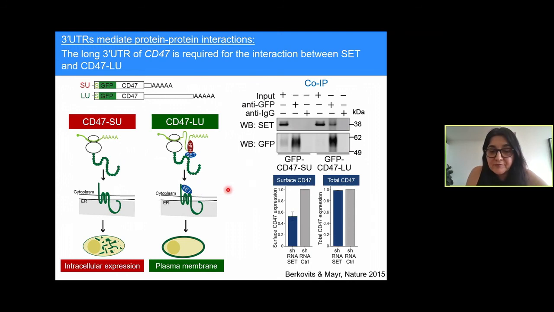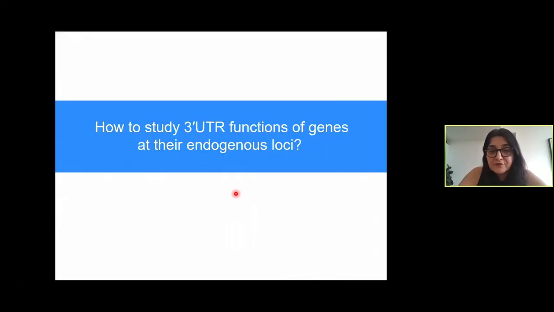SET is actually a really important trafficking factor, because when we knock down SET, total CD47 protein did not change, but surface expression of CD47 was decreased. So basically, the interaction of SET with CD47 is essential for its plasma membrane localization. So this was our very first study where we identified that 3' UTRs can actually regulate protein-protein interactions. But at the time, we were only using these GFP fusion constructs. And in the meantime, of course, we were also interested in studying 3' UTR functions of genes at their endogenous loci.